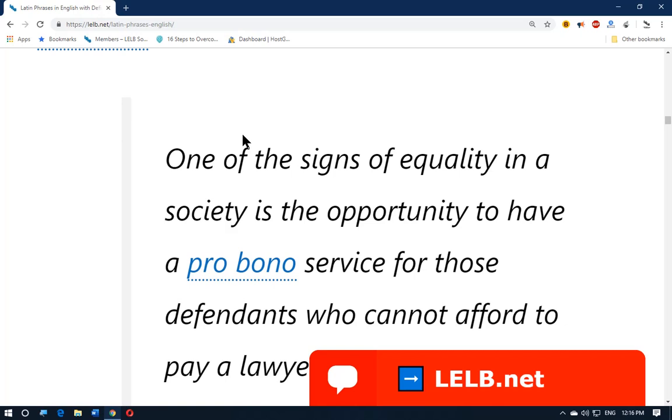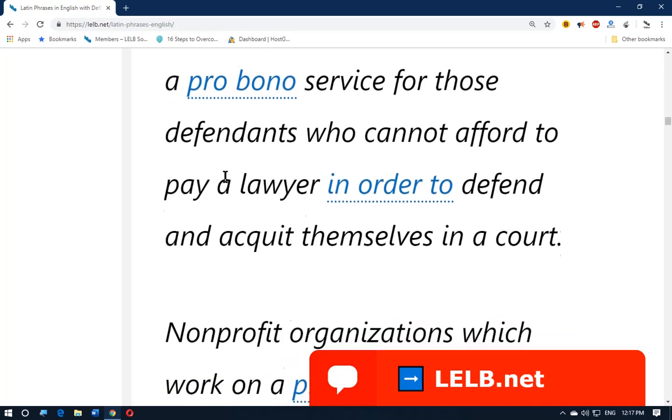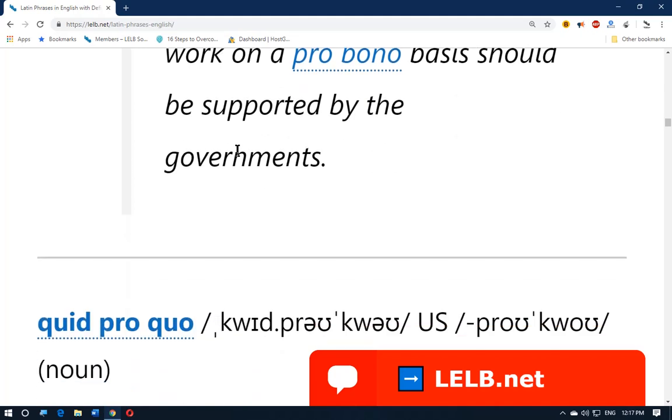One of the signs of equality in a society is the opportunity to have a pro bono service for those defendants who cannot afford to pay a lawyer in order to defend and acquit. Acquit means set free, exonerate themselves in a court. Defendant is a person who has been accused of a crime. Non-profit organizations which work on a pro bono basis should be supported by the government.